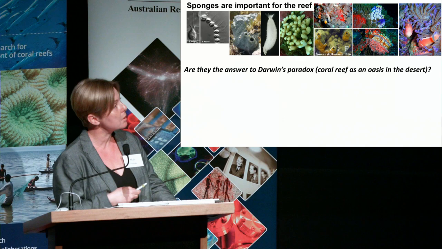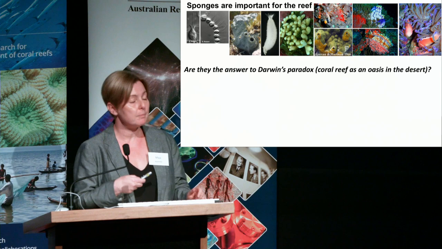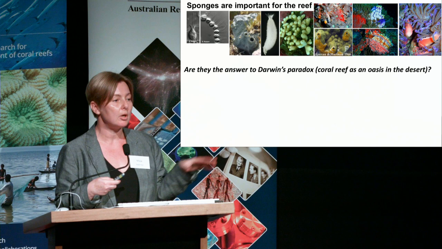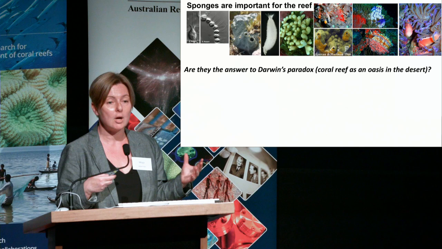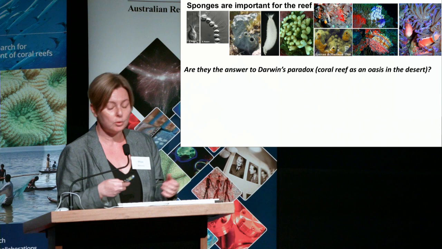If you don't know what Darwin's paradox is, Darwin noticed that when you travel the ocean and then you see the coral reef, it is as if you were in the desert and then suddenly there is this blooming oasis with all this biodiversity and beauty and productivity. And Darwin wondered how on earth could it be possible? Well, he should have thought about sponges.